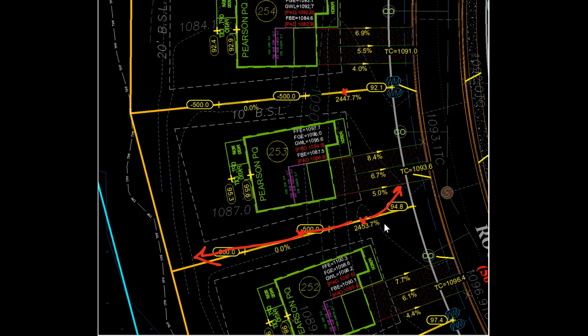And from that high point, I'm looking at the road here. 252 is higher than 253, so I did draw that correctly, that water will flow in that direction. Because 252 is at 1096.4, and then 253 is at 1093.6.